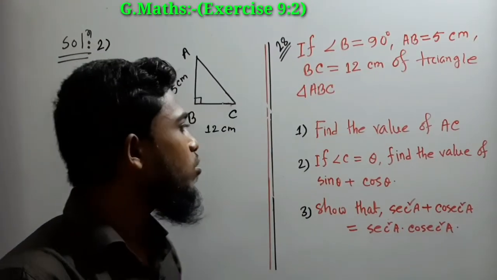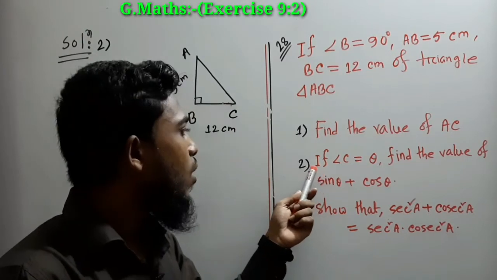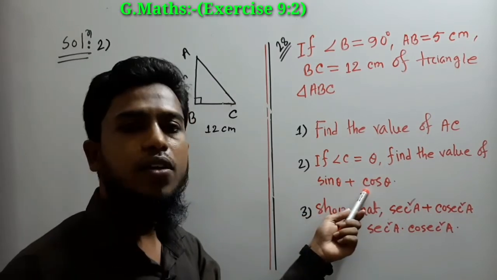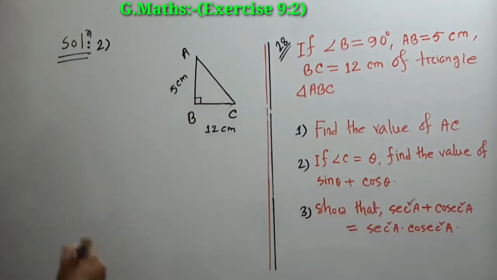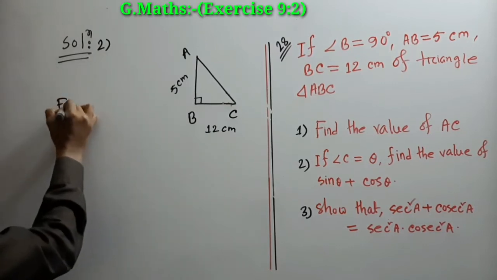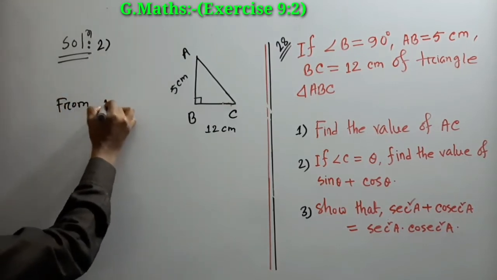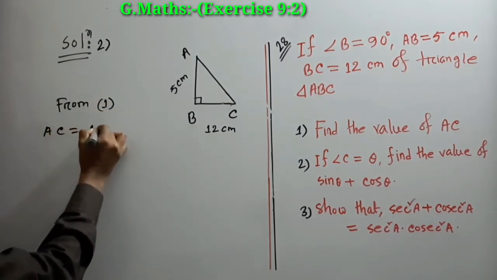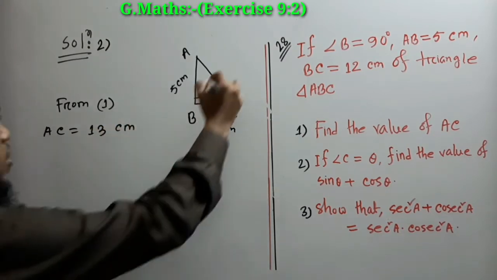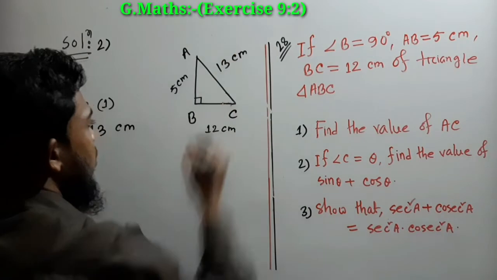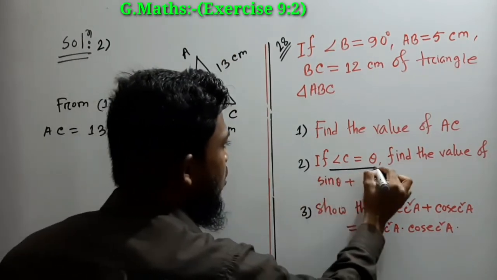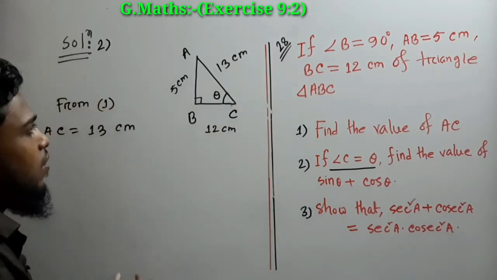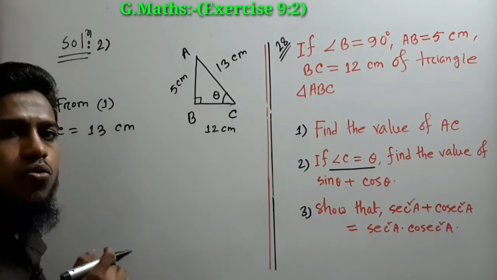Dear students, now we are going to solve question number 2. Our second question is, if angle C equals theta, find the value of sin theta plus cos theta. From solution 1, AC equals 13 centimeters. Our given information, C equals theta. So this angle is theta. In this figure, theta is an acute angle.